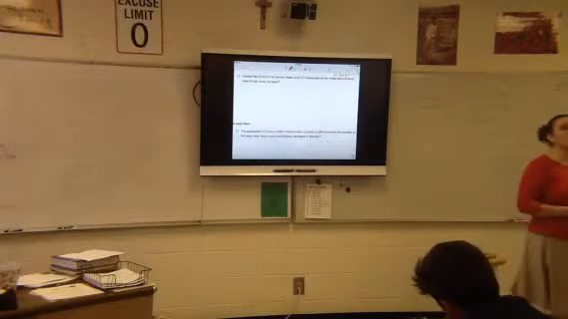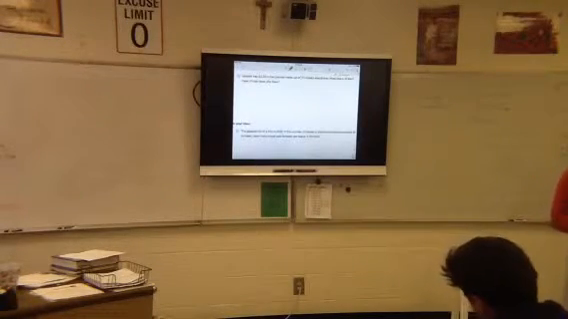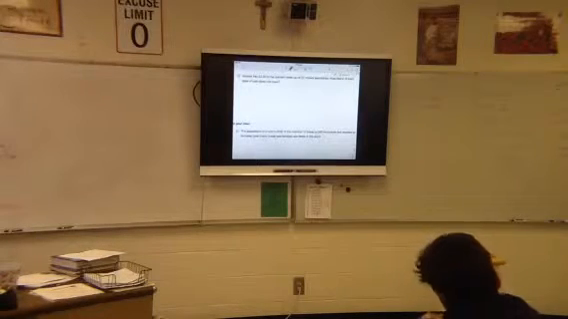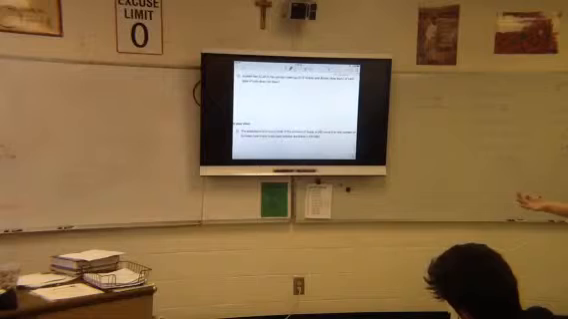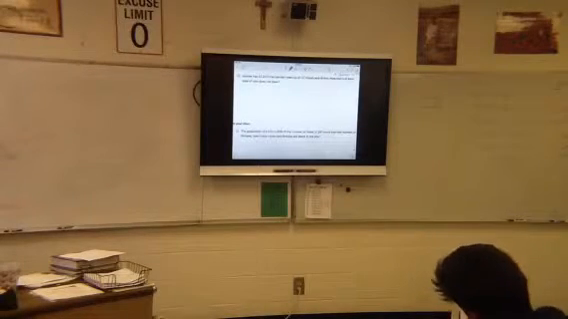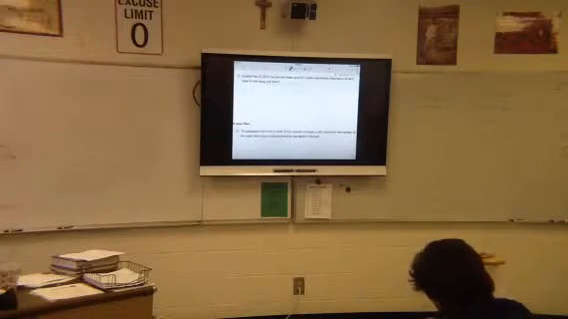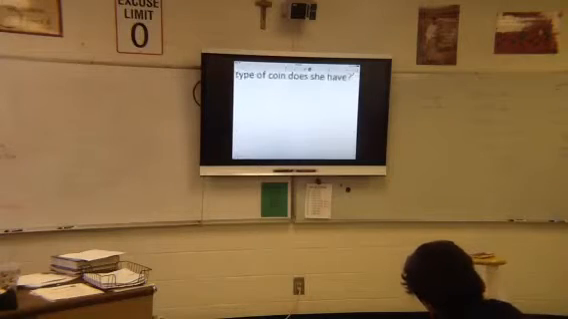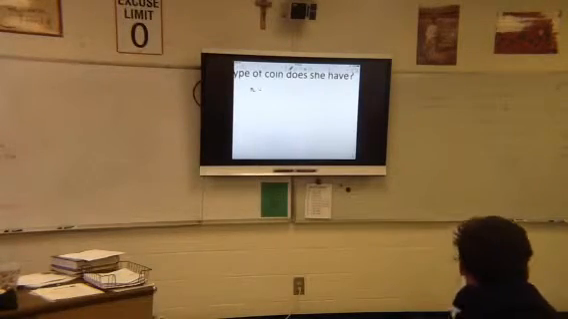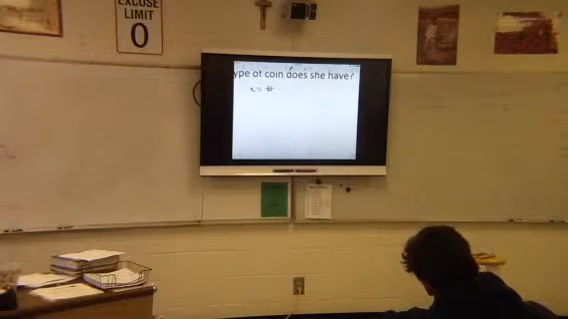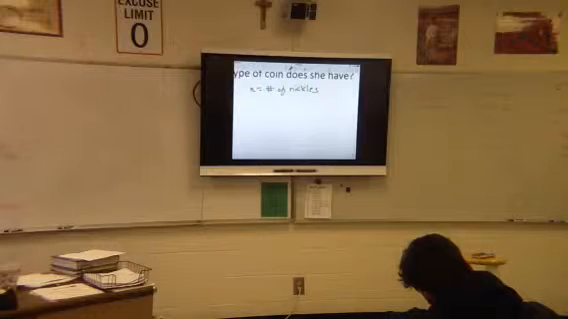First off, what are we looking for? We're looking for the different types of coins. How many of each type of coin she has? So I'm going to use N for nickel and D for dime. If you just put nickel and dime, that's not going to get you full credit. So N would be number of nickels, and D would be number of dimes.